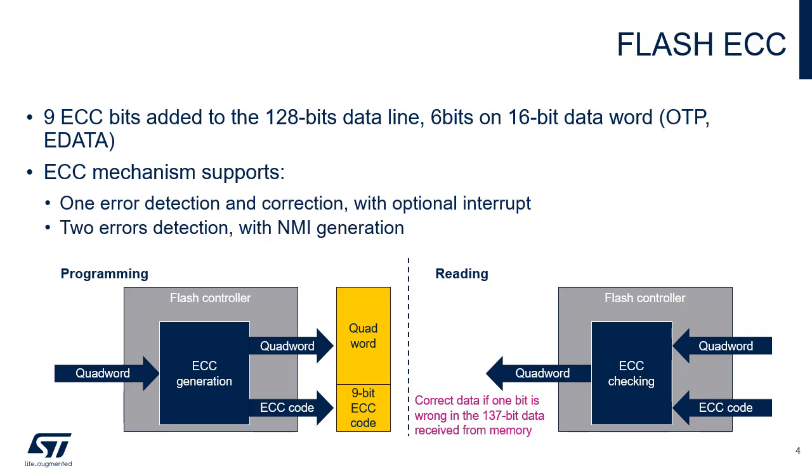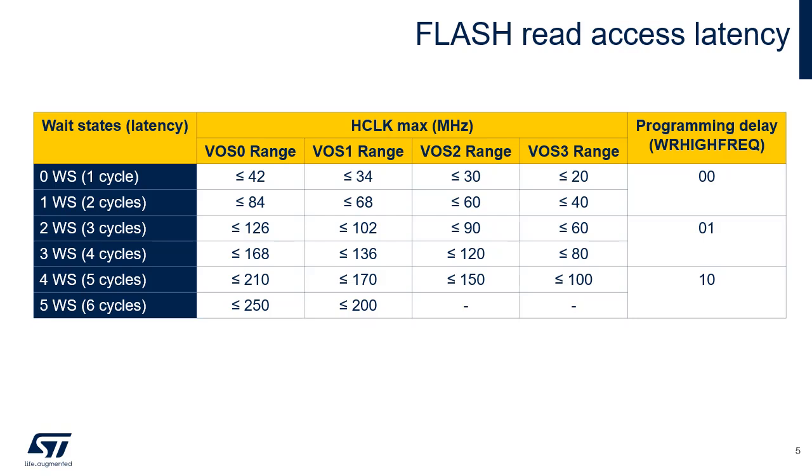data in dedicated register. To correctly read data from the flash memory, the number of wait states must be correctly programmed according to the frequency of the CPU clock and the internal voltage range. The table shows the correspondence between wait states and CPU clock frequency. Programming delay is also needed for higher clock speed, but regardless of core voltage.